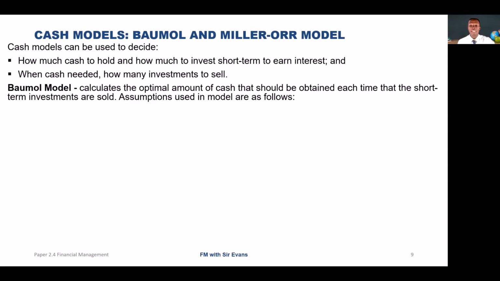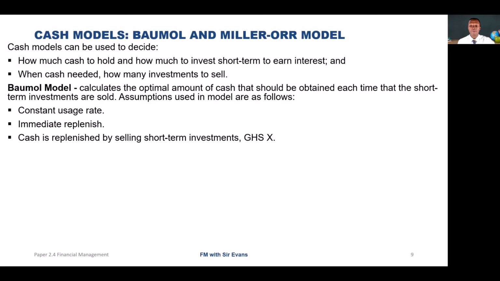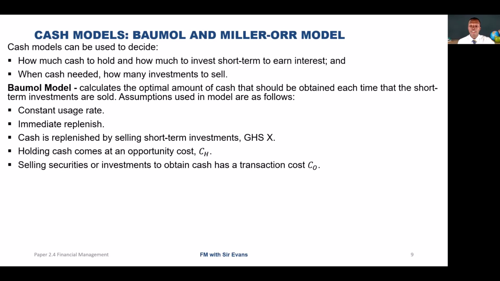Certain assumptions that are used in the model are: one, there should be a constant usage rate. That's, the company uses cash at a constant rate throughout the year. The company can replenish its cash immediately as soon as it runs out of the cash it has. And cash is replenished by selling short-term investments. That's X Ghana cedis. And holding cash comes at an opportunity cost. That's CH, the holding cost. And selling securities or investments to obtain cash has a transaction cost.